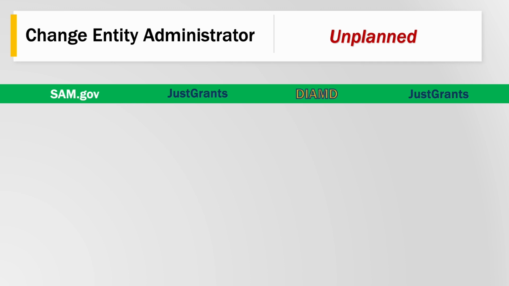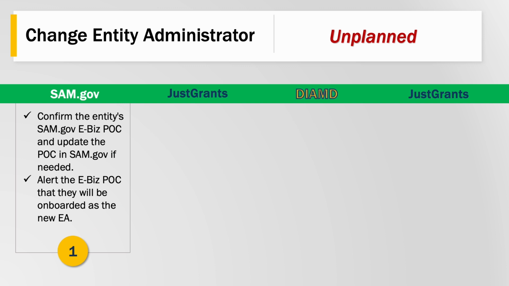When the entity administrator is no longer available to transfer the role to another user, the entity must take the following steps to onboard a new entity administrator. In SAM.gov, confirm the entity's SAM.gov eBiz POC and update the POC in SAM.gov if needed. Alert the eBiz POC that they will be onboarded as the new entity administrator and should prepare for action.